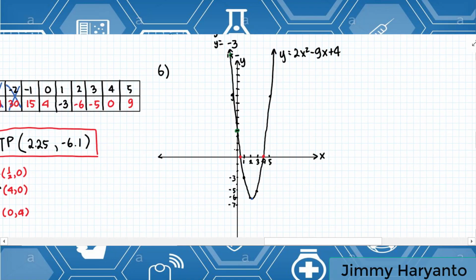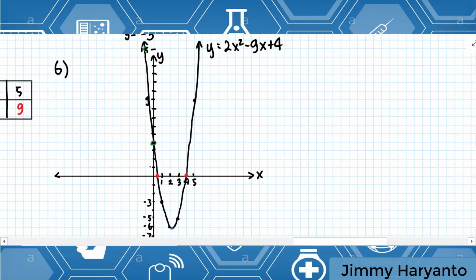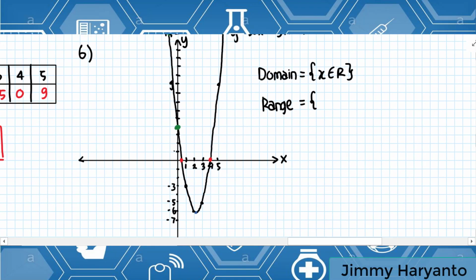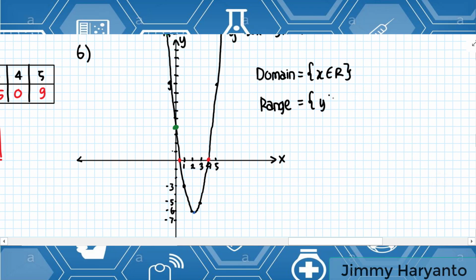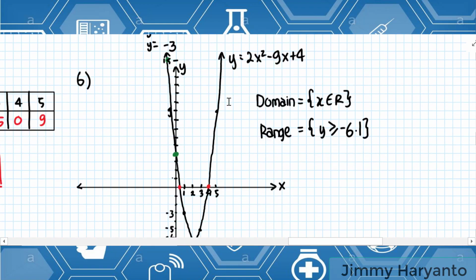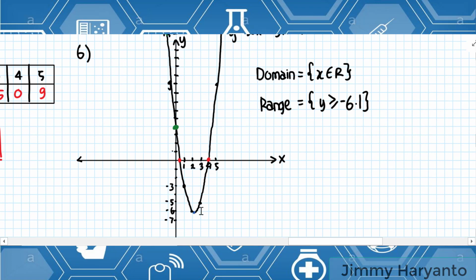Next, we have to find the domain and range also. For the domain, as you can see, it can continue to the left and it can continue to the right, so we call it x, element of R. But for the range, it cannot go below negative 6.1. So the range will be y greater than or equal to negative 6.1, because it will continue to the top, but it cannot go below negative 6.1. Remember the turning point, not the negative 6.